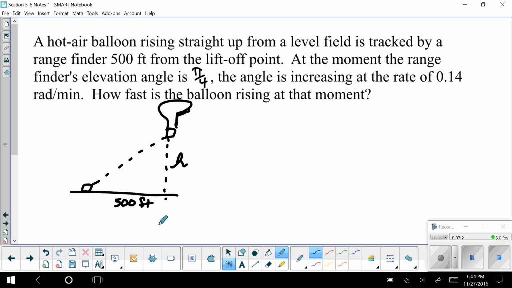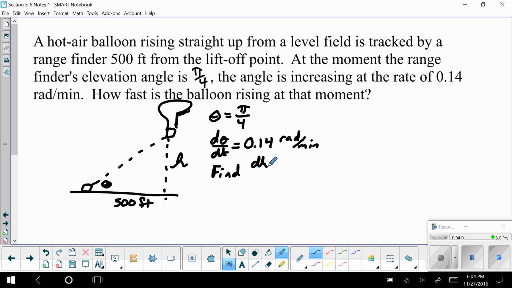We're told that the elevation angle at the rangefinder is pi/4, but that's changing, so I'm going to put a theta here. So I'm told at some moment that theta is pi/4 radians. The angle is increasing, so that would be d theta/dt, the rate at which theta is changing. Increasing means that we have a positive rate of 0.14 radians per minute. And we want to find dh/dt.